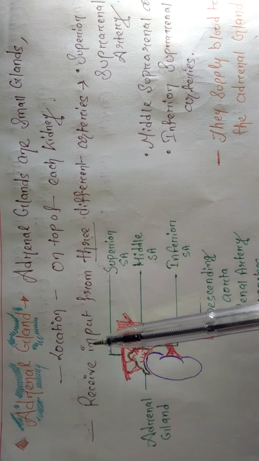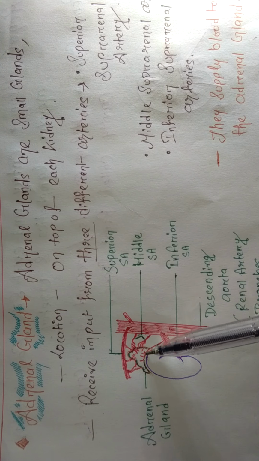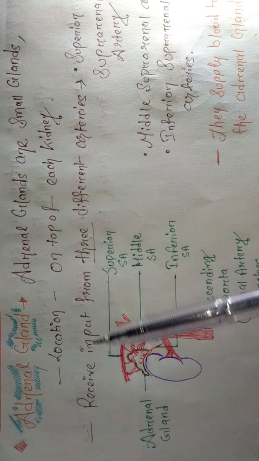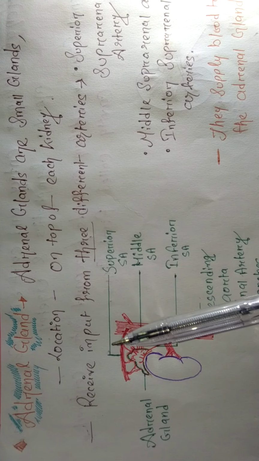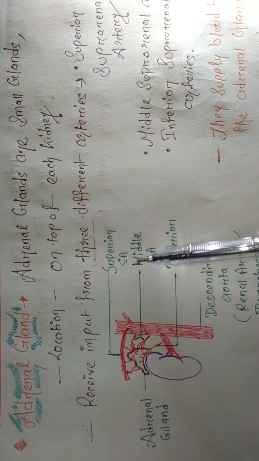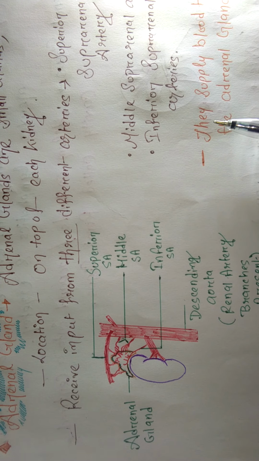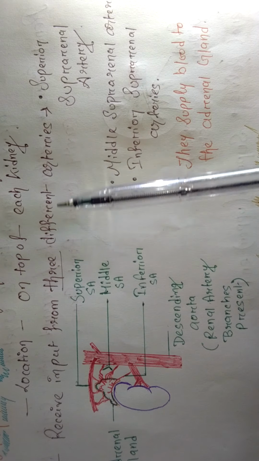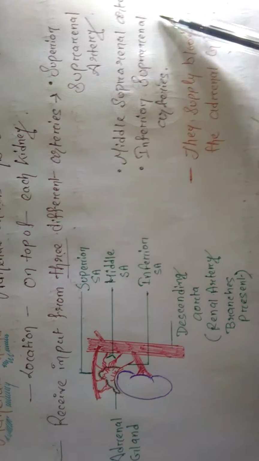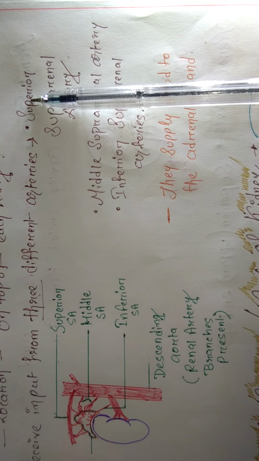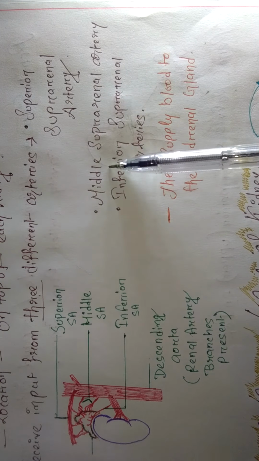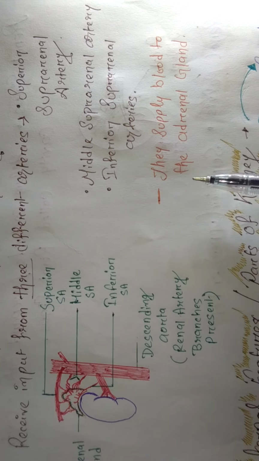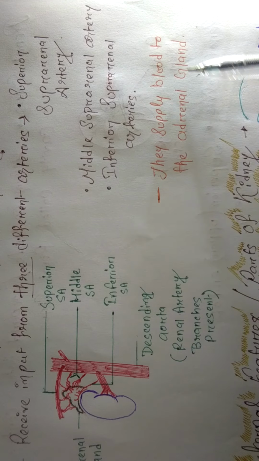Adrenal glands are small glands. The location of the adrenal gland is on top of each kidney. We have two kidneys, and on top of each kidney we have an adrenal gland. Adrenal glands receive input from three different arteries: superior suprarenal artery, middle suprarenal artery, and inferior suprarenal artery. So they supply blood to the adrenal gland.